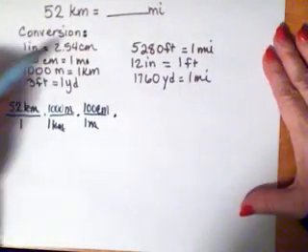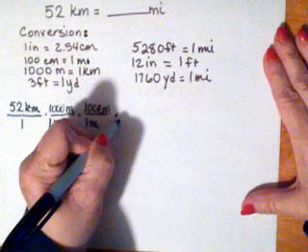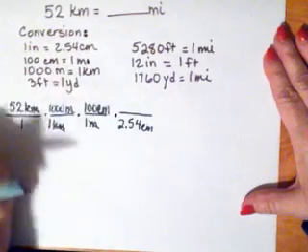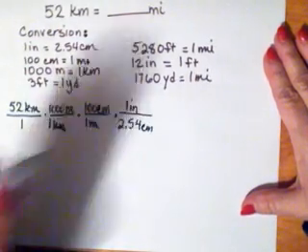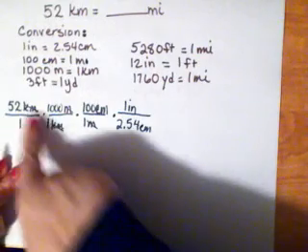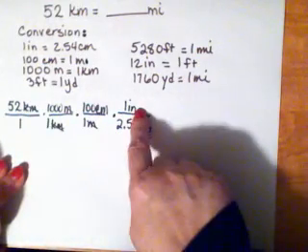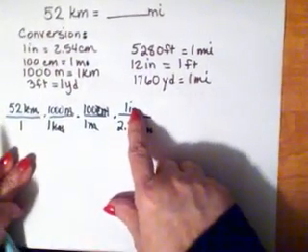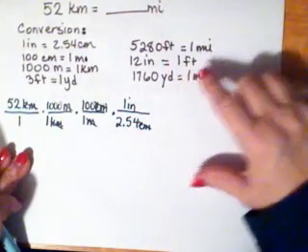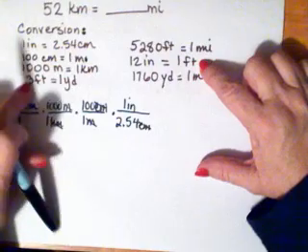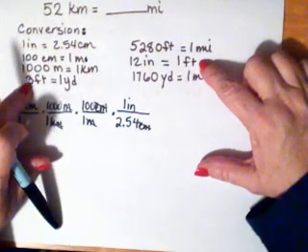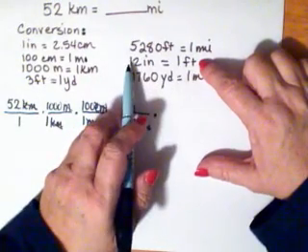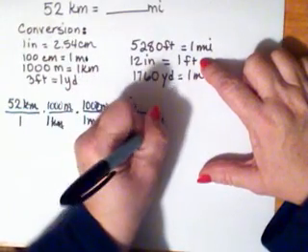Now centimeters, I have 2.54 centimeters equals 1 inch. So I've converted from metric to standard. Now I have to convert within the standard system from inches to miles. So let's see what we've got here. I can't jump directly to feet. I've got to use inches. So I have 12 inches equal 1 foot.